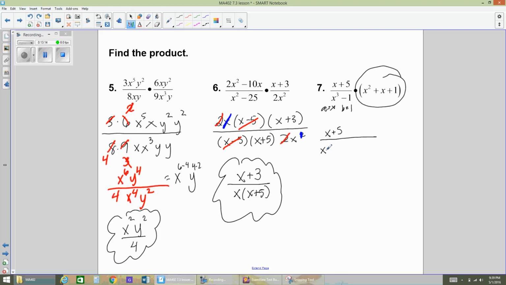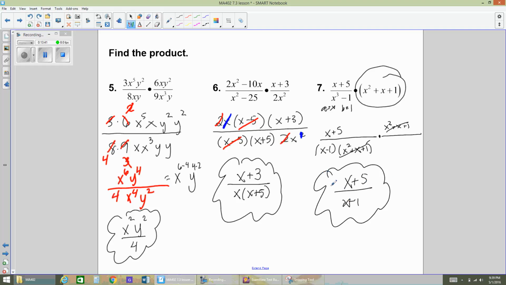That would be x minus 1 times the quantity of x squared plus x plus 1. And they're going to cancel, but I'll write them down for you anyway. There you go. And you get x plus 5 over x minus 1. Okie dokie.